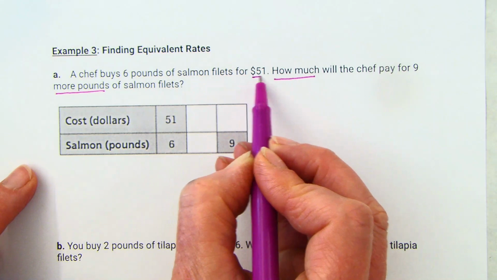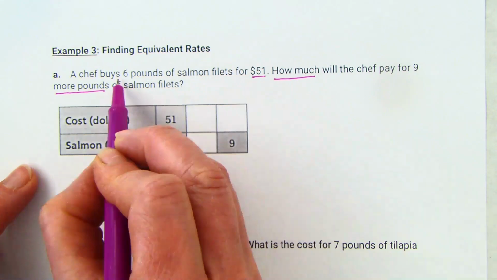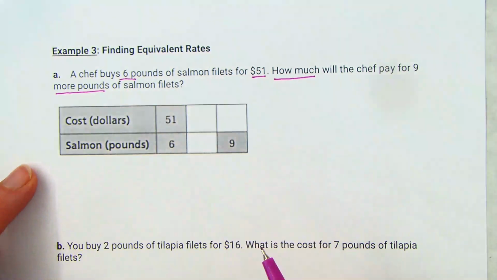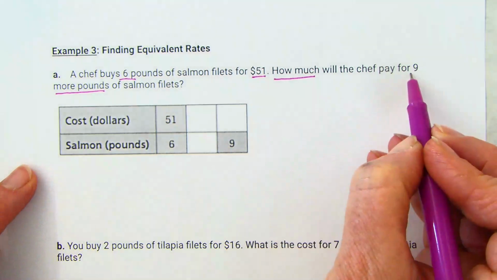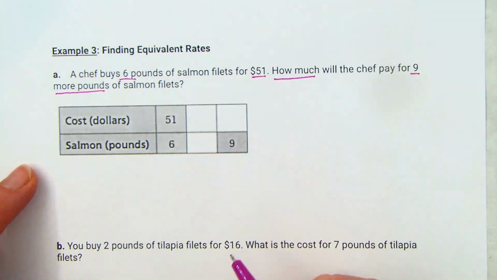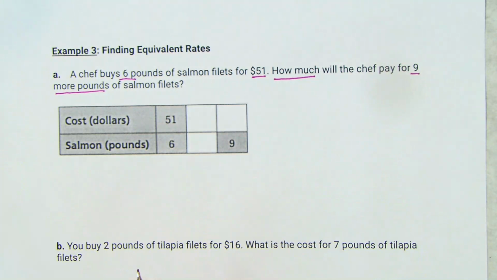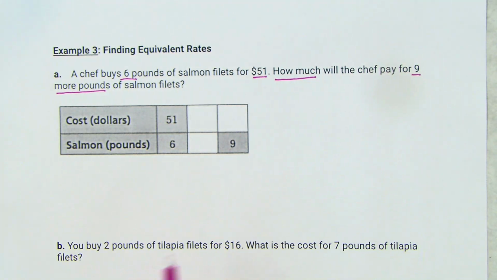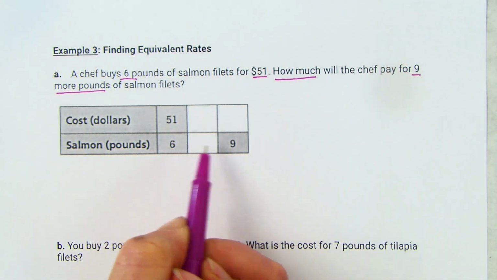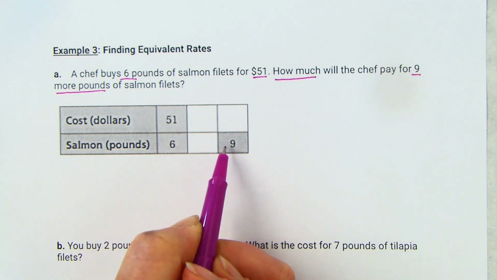Well, I already know it was $51 for 6 pounds. So I'm going to put that in. And then I know that I want 9 pounds. So I'm going to put that there. I don't know how to get from 6 to 9. 6 is not a factor of 9.